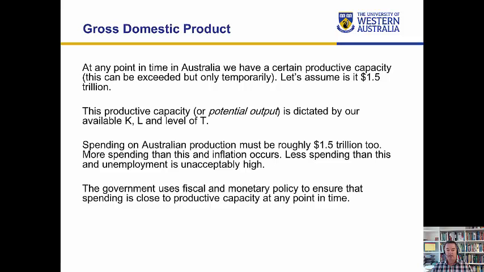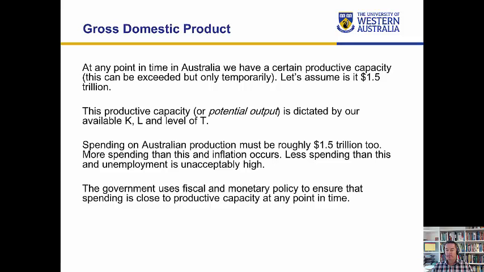And if we're below potential output for too long, we're in a situation where unemployment is unacceptably high. And so the whole idea is that an economy likes to be, or should be, at potential output or as close to potential output as possible to avoid the problems of high inflation or high unemployment, depending upon which side of potential output you are actually at.